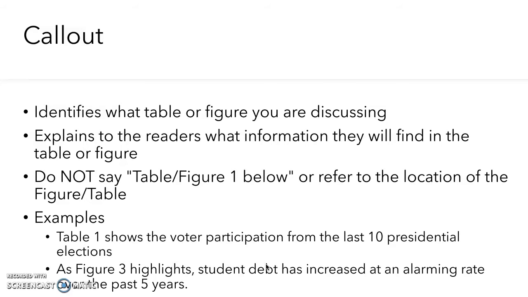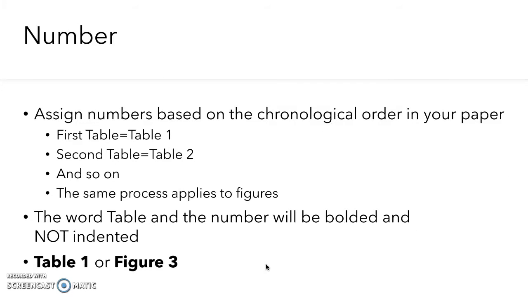And then you might kind of then talk about that idea, talk about that topic a little bit, and then the table or figure would come later in your paper. And we'll talk about placement in a few slides. Numbers are just going to be chronological. So for you guys, it's either going to be Table 1 or Figure 1, because you're only going to have one table or figure. In future papers, as you get further into your studies, you might have multiple ones.